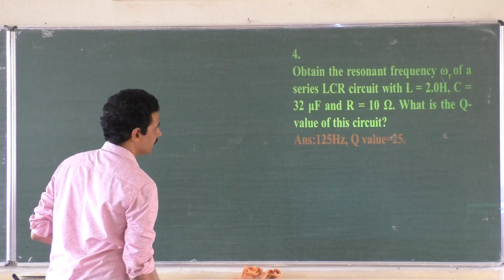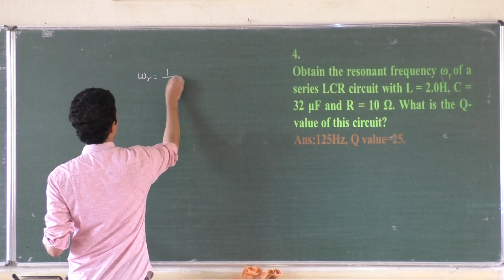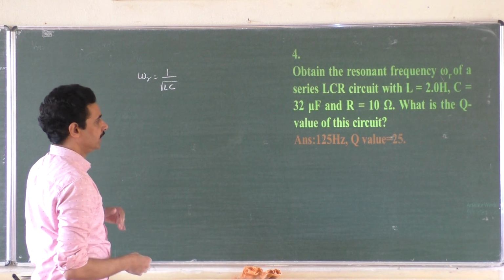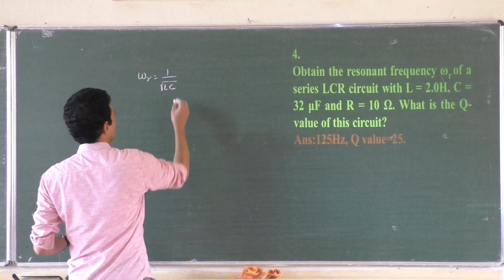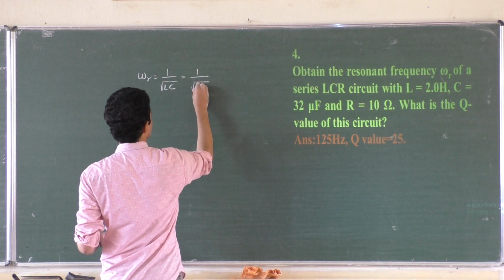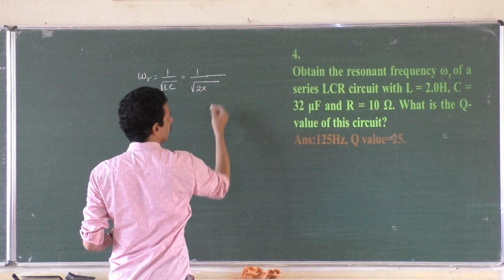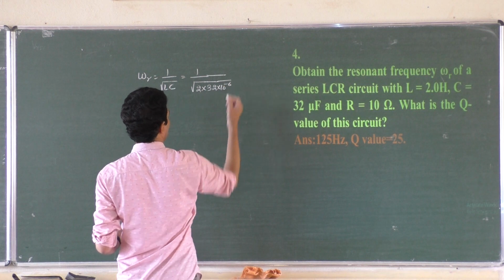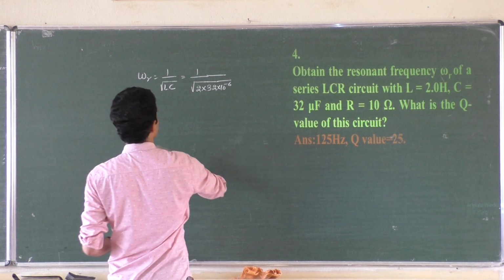Obtain the resonant frequency omega R of a series resonant circuit. Omega R is 1 by root LC. It is not nu naught we are finding. They are asking you to find out omega R, though you can find nu R also. 1 by root LC. L is 2 Henry, C is 32 microfarad. This can be done by hand, not through calculator, because you get 64 here.